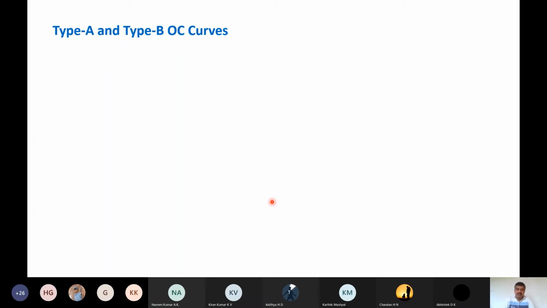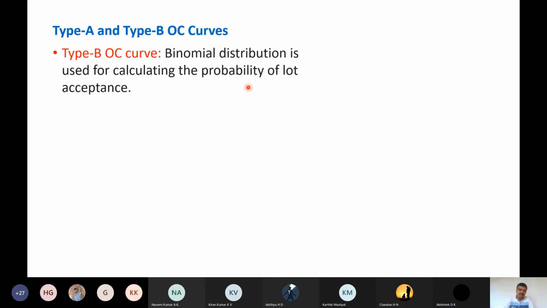There are two types of OC curves, type A and type B. But in this course, we are considering type B OC curves. OC means operating characteristic curves. For the type B OC curve, the binomial distribution is used for calculating the probability of lot acceptance. Probability distributions are not included in this course, so you might have studied them in mathematics.